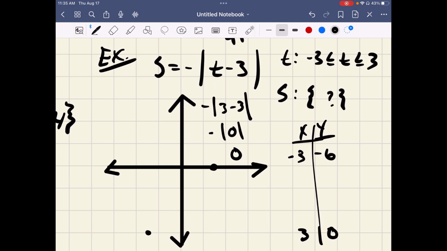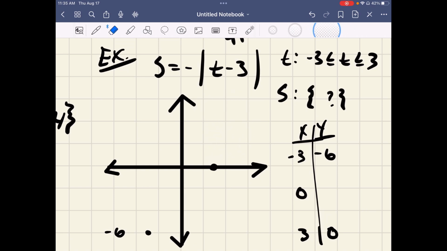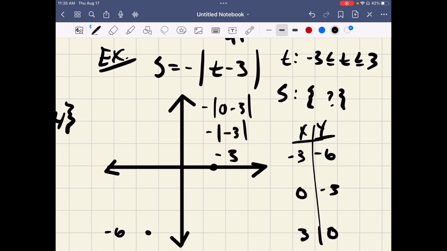Now, so far what we have is a minimum value of -6 and a maximum value of 0. But let's make sure nothing funky is happening in the middle. So let's just choose a 0. I'm going to erase this stuff here. I'm going to plug in the 0. So I got 0 minus 3. So I got absolute value of -3, which is +3. And don't forget, we still have that negative here. So that's -3. So I can plot the point 0, -3.